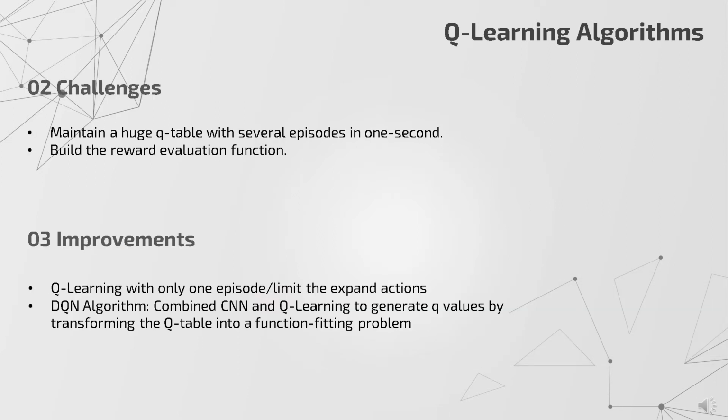We also met some problems during the development. Since the states and the actions are high-dimensional, it's difficult to maintain a huge Q table with several episodes in 1 second. Besides, it's not easy to build a good evaluation function because of difficulties in deciding the rewards of the situations. To solve the time-consuming problem, we try to limit the exploration of actions, as well as applying one episode iteration. We also considered using the deep Q network algorithm by combining the CNN and Q-learning, which could transform the Q table update into a function-fitting problem. Both of the methods will save much time.